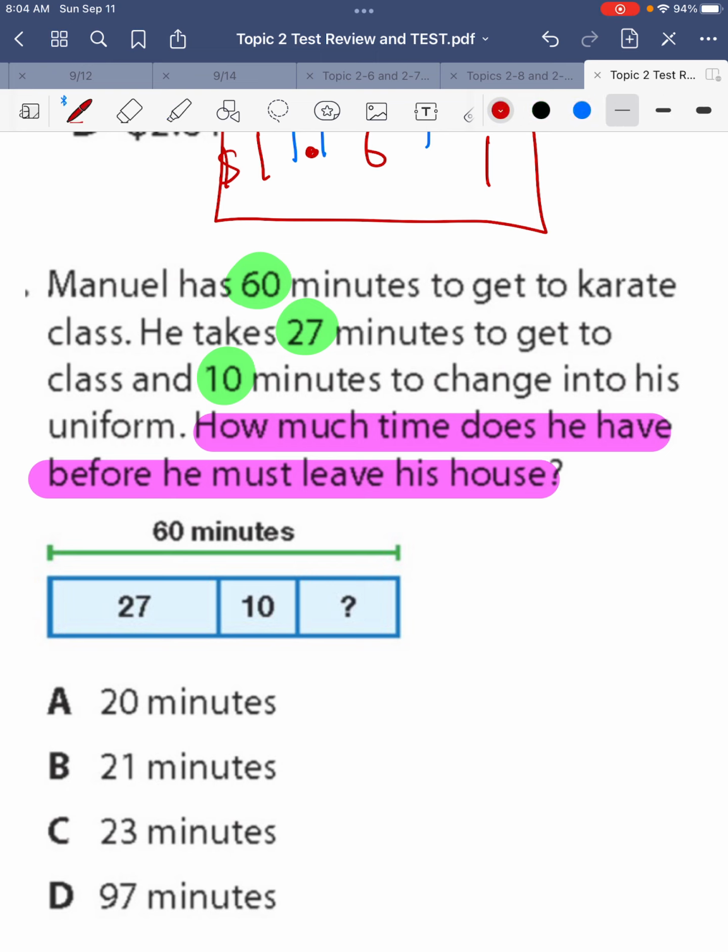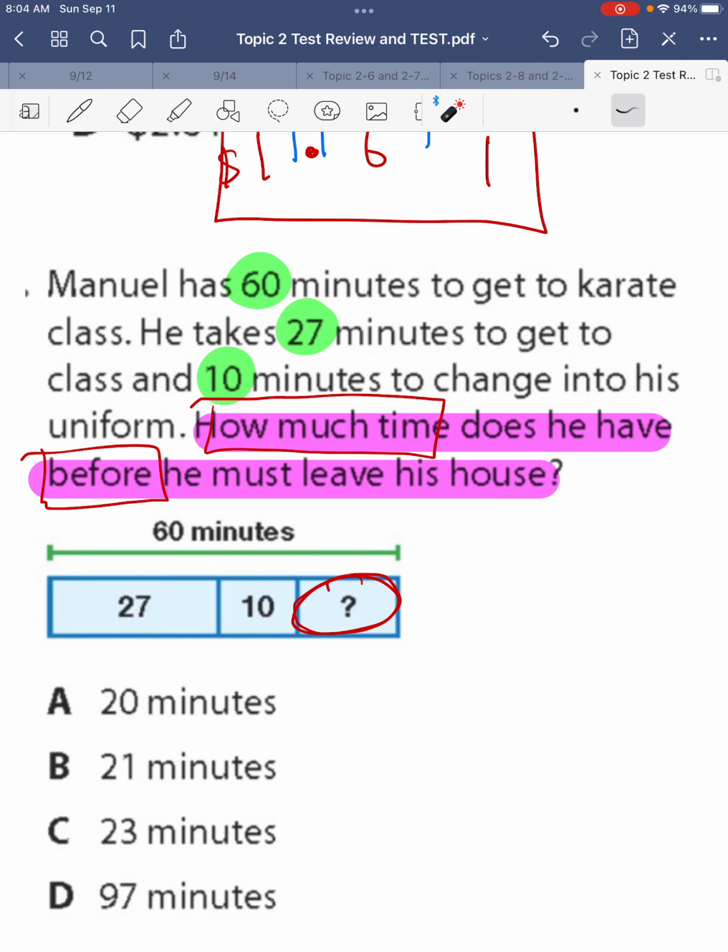Okay, and box in my keywords. They want to know how much time does he have before he must leave his house. So they're looking for this missing number right here, the question mark. Again, if you have a diagram like this, you have one number outside the box and you have another number inside the box, even if it's two numbers inside the box, you are going to subtract. Okay, so I'm going to subtract in this problem.